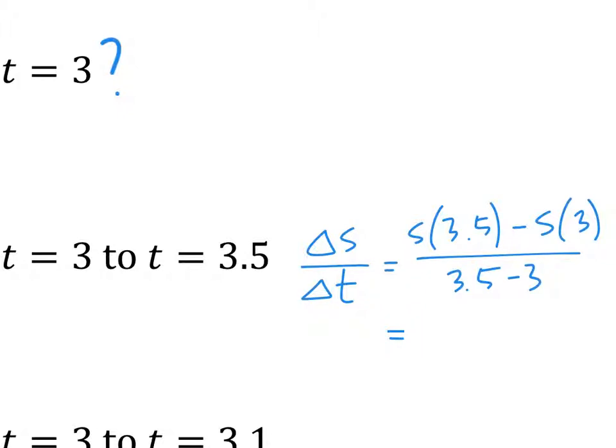So how do we figure out the distance at 3.5? 3.5 squared. So go ahead and figure out what is the average velocity between 3 and 3.5.